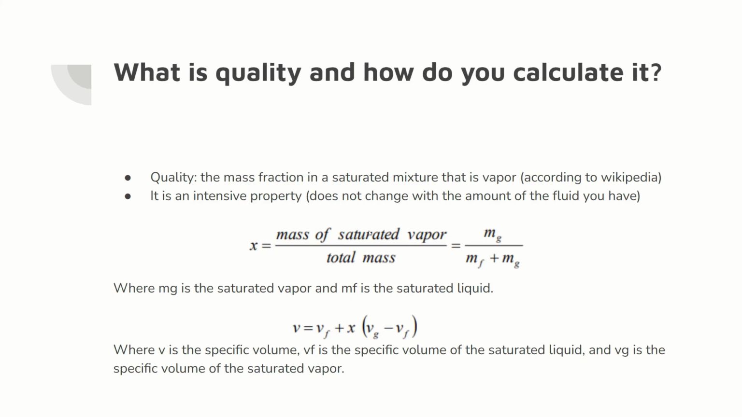And so what this tells you is how much vapor you have in your total fluid that you're studying, how much vapor relative to the total mass. So usually denoted by the subscript G for vapor and subscript F for liquid. So total mass will be the mass of the saturated liquid plus the mass of the saturated vapor. And that's mostly the definition. You probably won't be using this equation for quality.